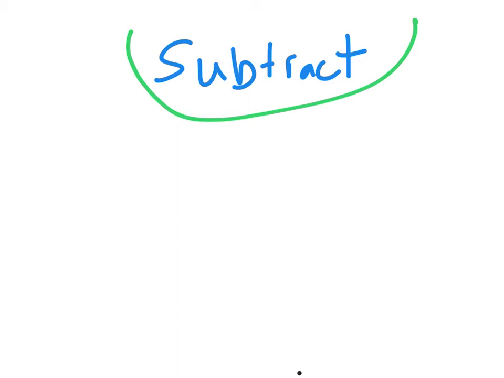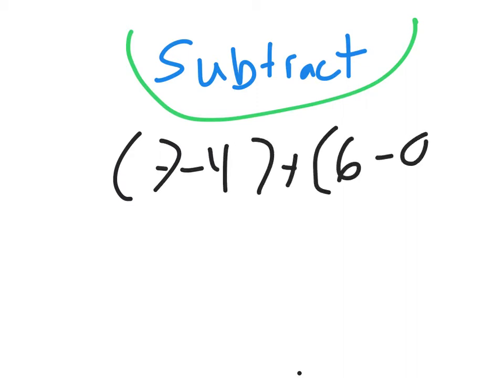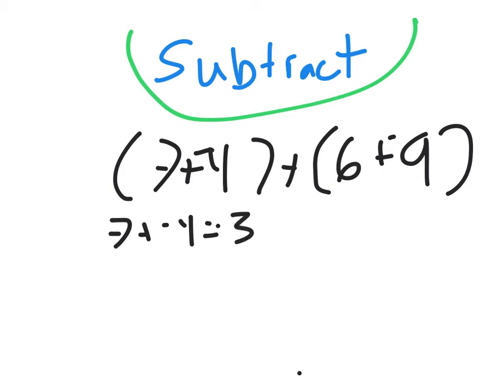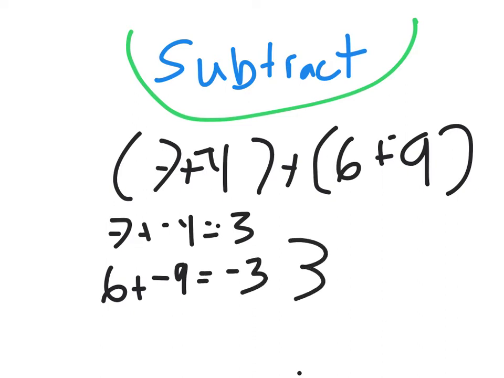Okay, so now we're going to be talking about how to subtract. Now our problem will be 7 minus 4 plus 6 minus 9. And what I've always learned to do is make this addition because it can get complicated and turn these to negatives. So we'll do 7 plus negative 4 equals 3, and 6 plus negative 9 equals negative 3. So now we'll take 3 plus negative 3, which equals 0.